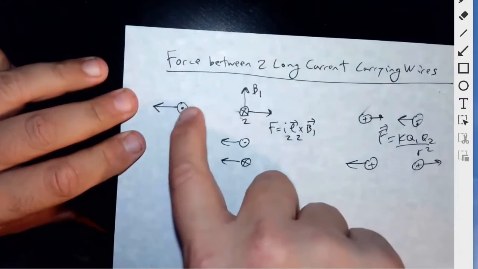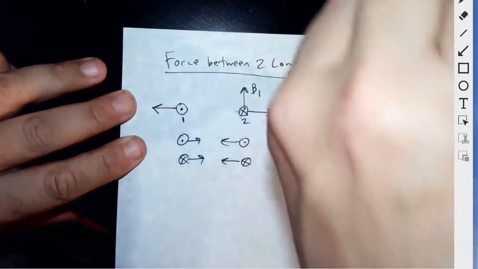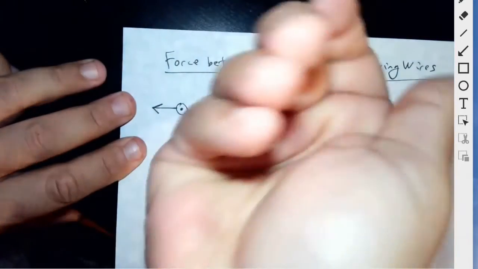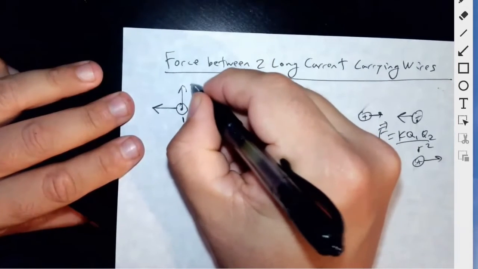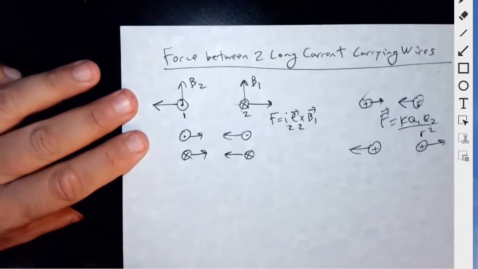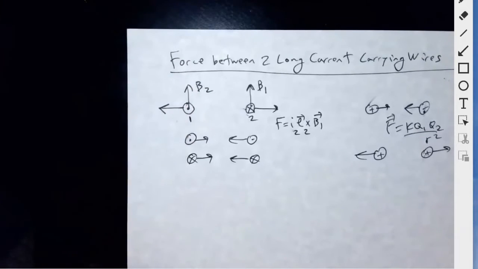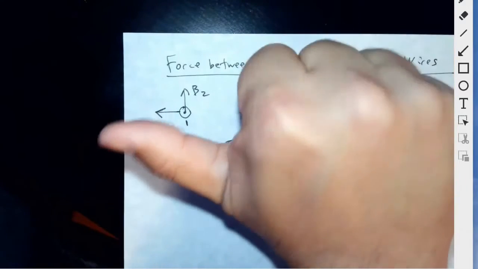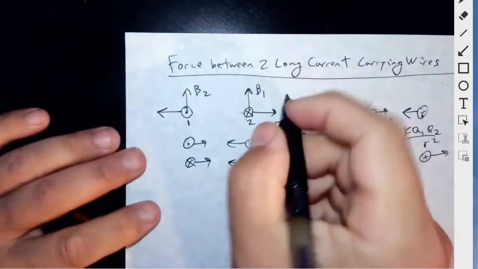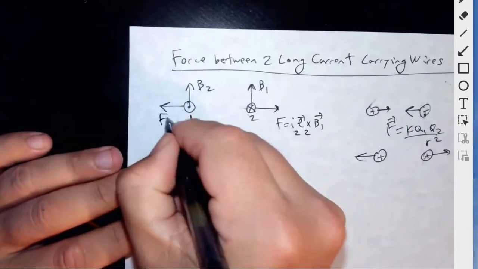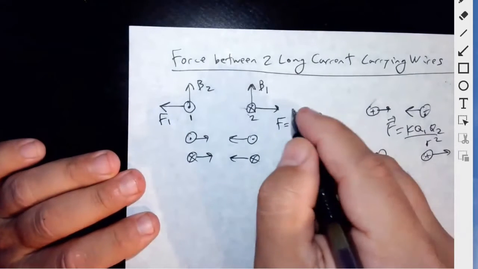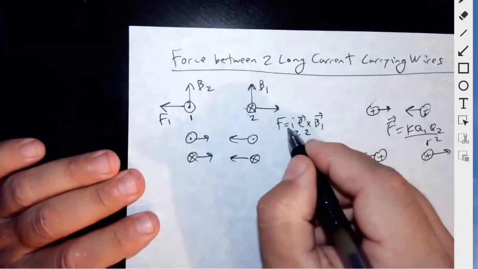Now you can do the same thing for this wire. Find the B field created here due to wire 2. Thumb into the board and then you curl it around. It's also up. Now find the force on this wire due to that B field. The current is coming out of the board, curl it in the direction of B, and there you have it. So of course, they both repel. So this is F1, force on wire 1, and force on wire 2.